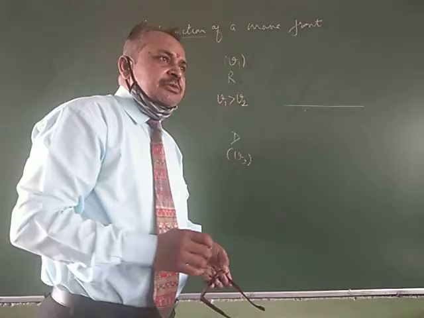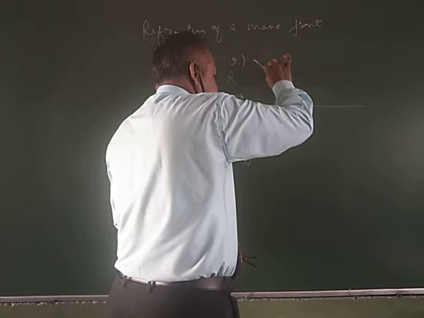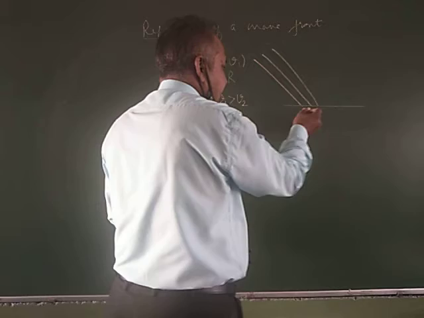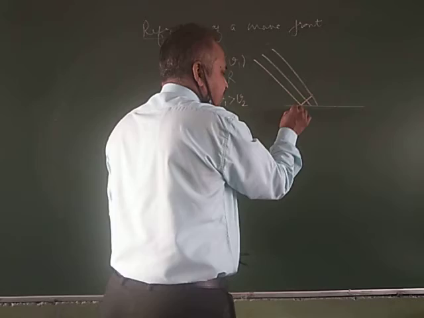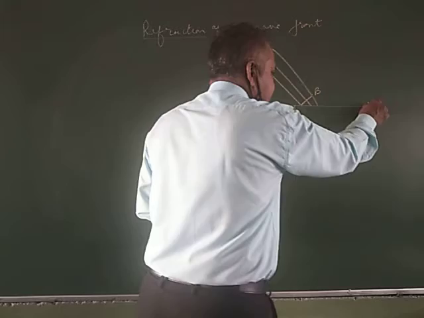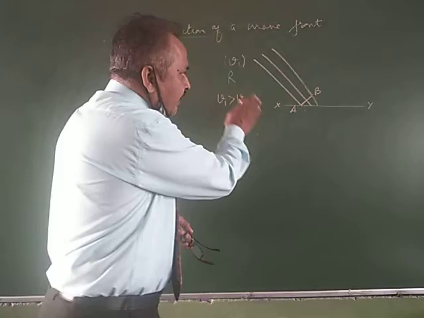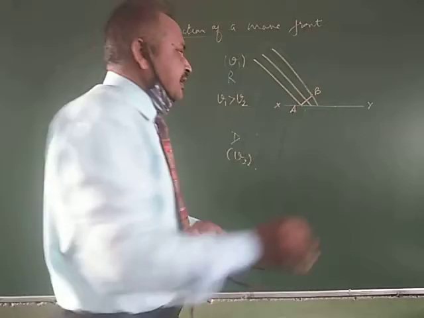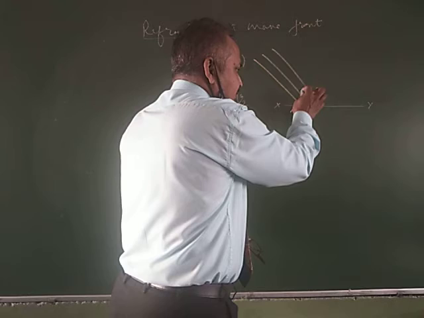Now, suppose there is a wavefront coming in this form, and let us presume that this is our incident wavefront, and let me give it the names A and B. This AB is the incident wavefront which is falling on this refracting surface XY. Now, the moment the wave at A touches the refracting surface, obviously there will be refraction of light.